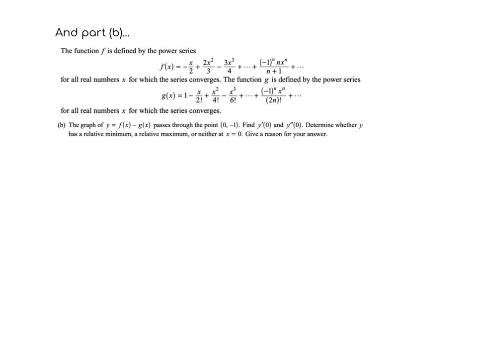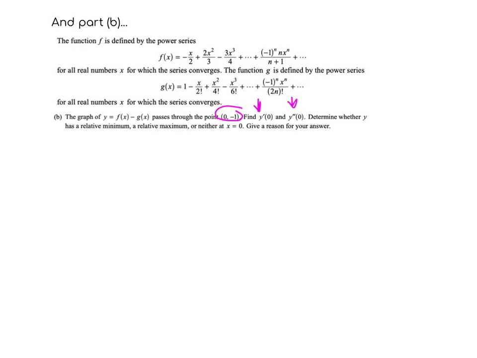The graph of f minus g passes through the point 0, 1. Okay, so that's going to be important. Find y prime and y double prime at 0. Determine whether it has a relative max, min, or neither at x equals 0. Give a reason. Okay, so we need to consider f minus g.